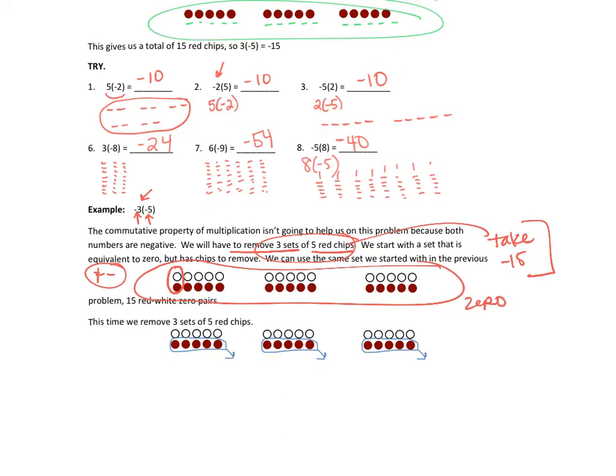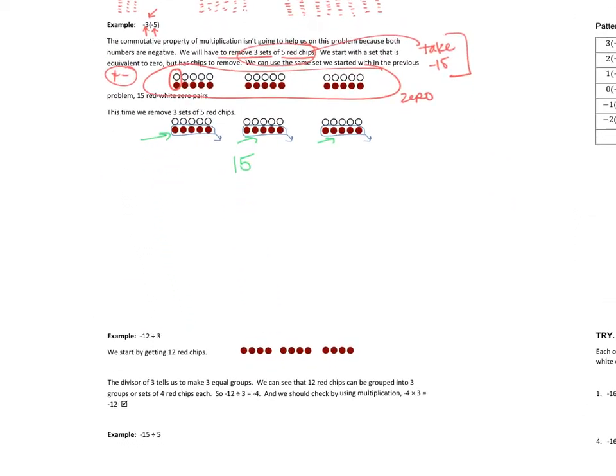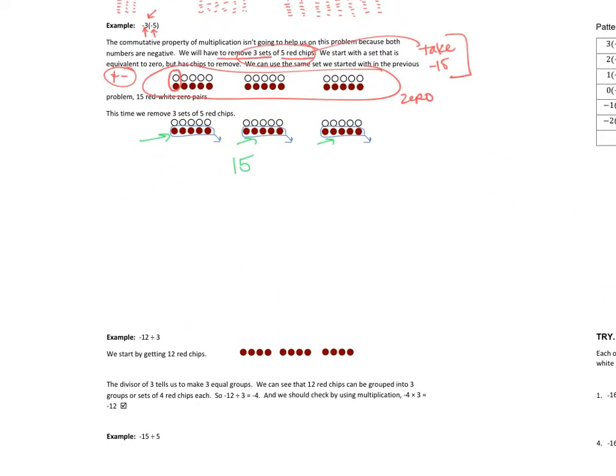And so if we want to now take away 3 sets of 5 red chips, this is the take away, take away, take away, and all that's left is 15 positive chips. And so we can say that -3 times -5 is going to equal positive 15.